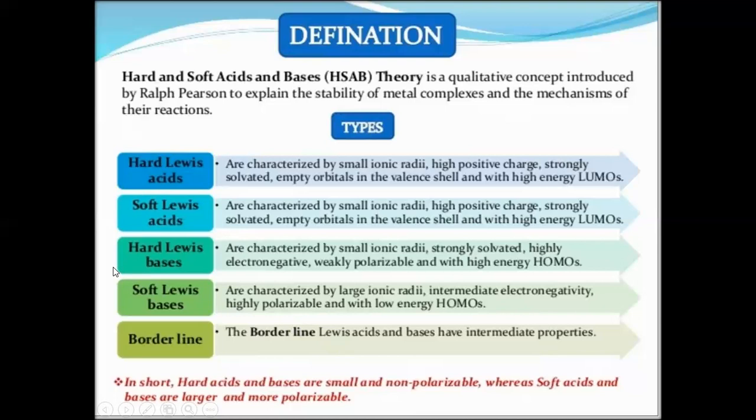So hard acids and bases are small and non-polarizable, whereas soft acids and bases are large and more polarizable. The stability of complexes or coordination compounds depends on the type of the ligand and metal ion. For the formation of a stable complex, the type of metal ion and ligand must be known.